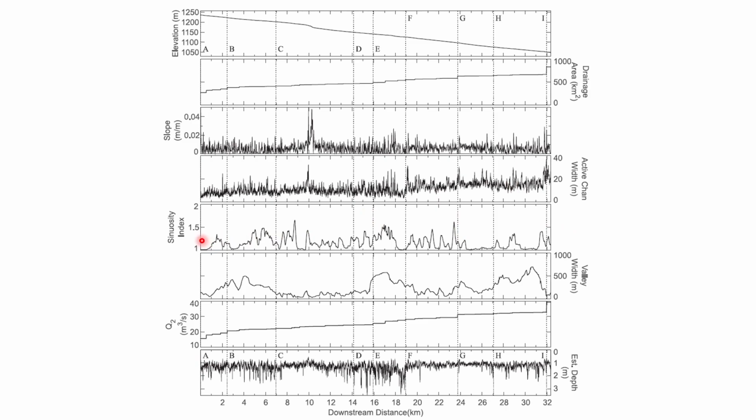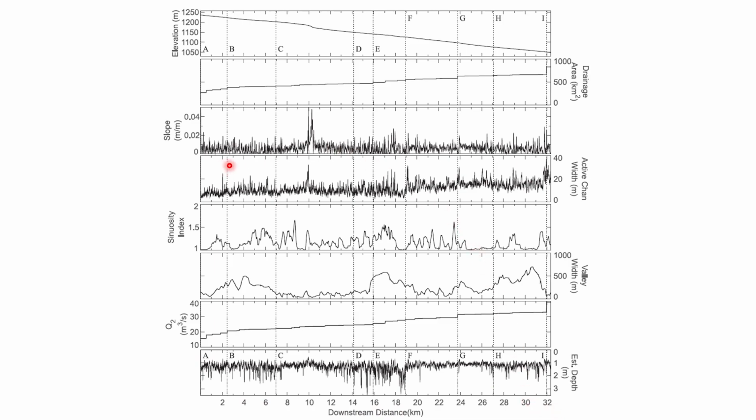Some other variables like sinuosity index, we'll talk about that in the next lecture. And then valley width. And then here is the estimated bankfull discharge. Okay, and on the bottom is an estimated depth. I didn't have the tools to measure depth directly, but I was able to estimate depth along the entire length of the stream. And so this is 32 kilometers of river.